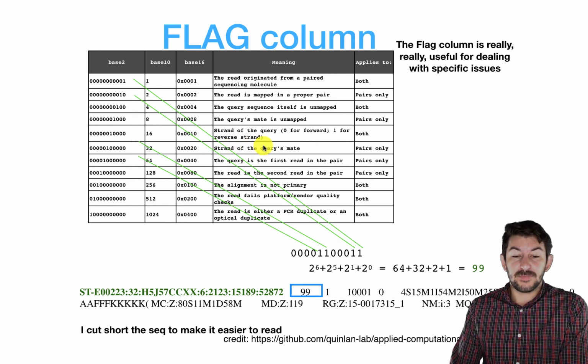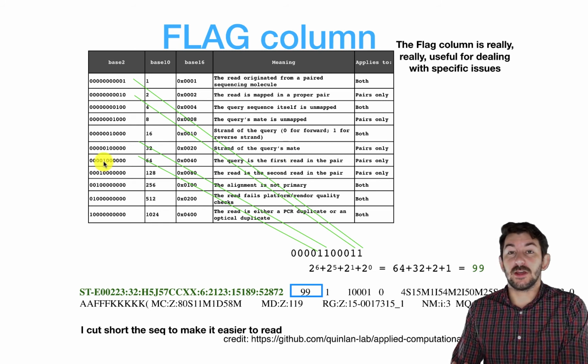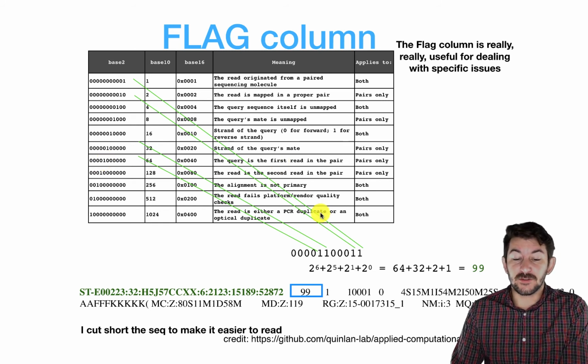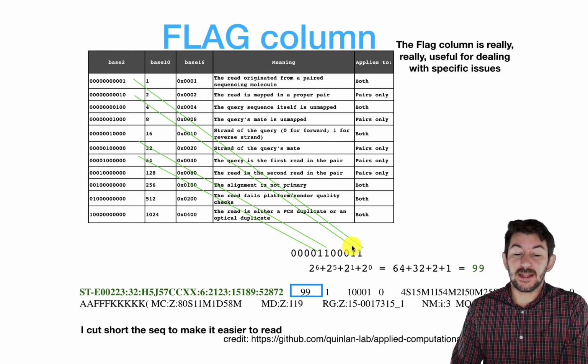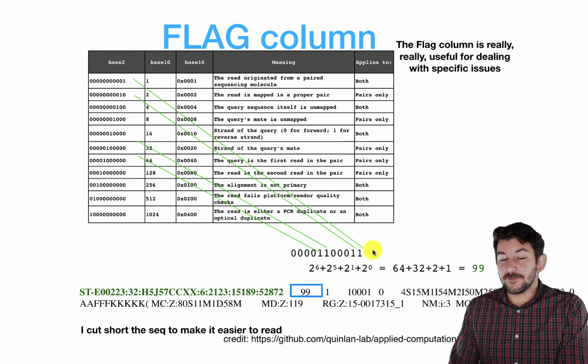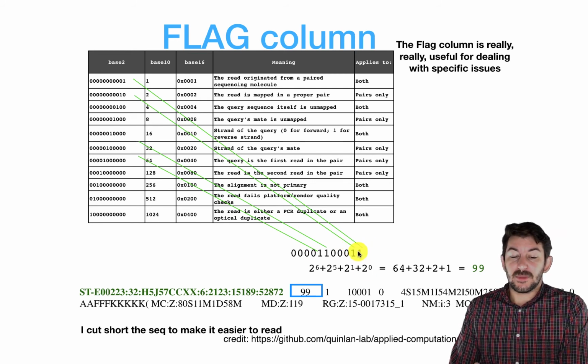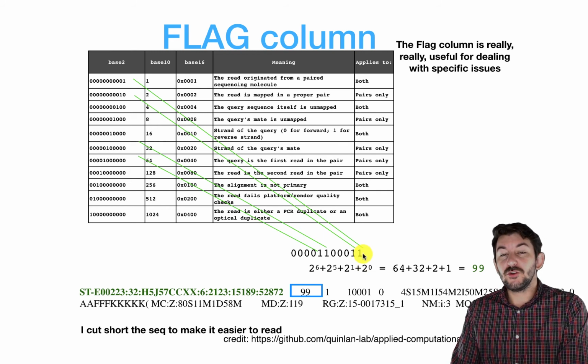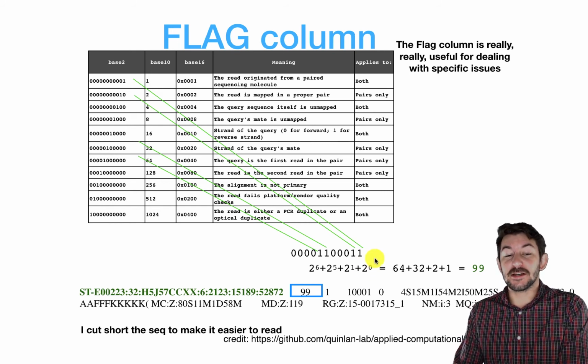Example, is the query the first read in the pair? Is it the forward read, in other words? That would be true or false. If it was the reverse read, it would be false. And so you end up with a number like this. This is weird, but each one of these you replace with 2 to that power, starting at 0, and you add them together. This will give you a unique number that can't be repeated except by the same combination of true and false of these.